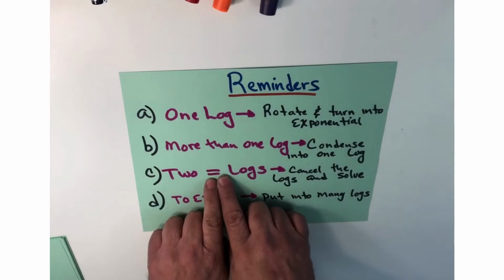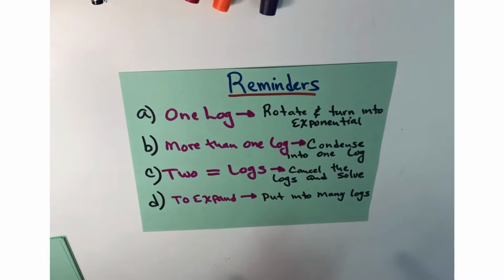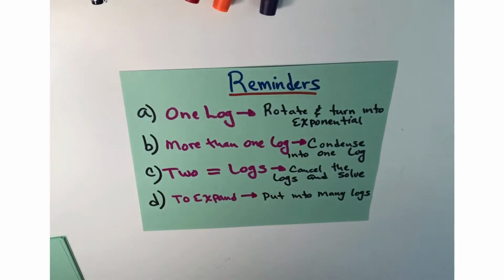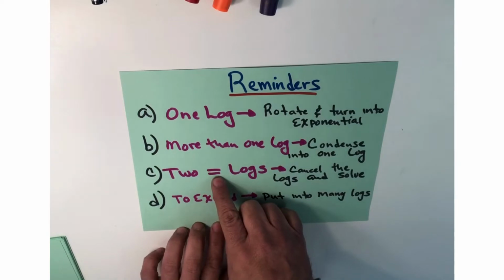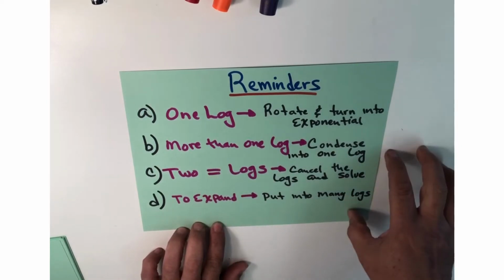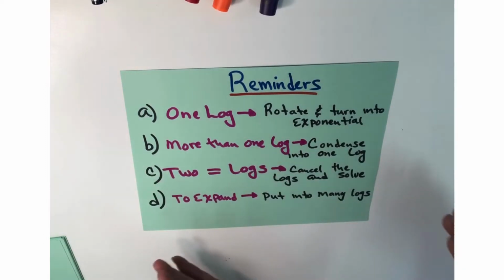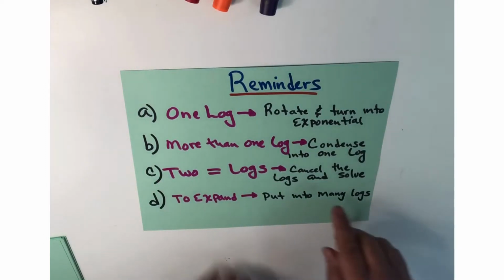When you have 2 equal logs, you're going to see this today. That means you now have an equation, whereas before you didn't necessarily have an equation. Whenever you have 2 equal logs, one on the right and one on the left, and they have the same base, then you'll be able to cancel them, and then you'll be able to solve.